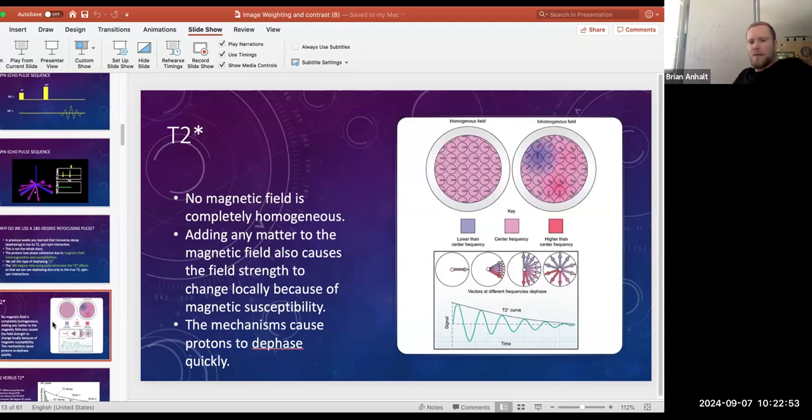So T2 star, let's talk a little bit more about that. No magnetic field is completely homogeneous, and adding any matter to the magnetic field also causes the field strength to change locally because of magnetic susceptibilities. These mechanisms cause protons to dephase quickly. So we can see here a homogeneous field that doesn't really exist. We have cold spots and hot spots where it's a little bit weaker and a little bit stronger. That's going to cause the protons to precess at different frequencies, causing the signal to decay very quickly. And we can see that decay is the T2 star curve, right? How fast does that decay happen? It's based on the T2 star.